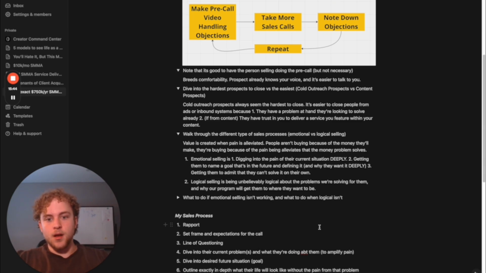So emotional selling first is digging deeply into the pain of their current situation, then getting them to name a goal in the future and then defining it.